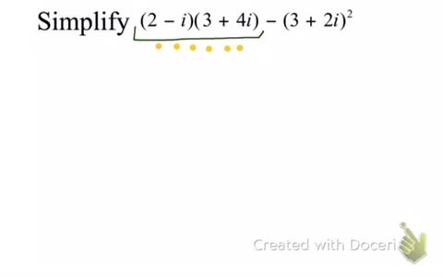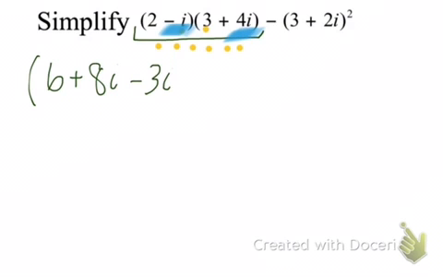So this first one right here is going to be, let's see, 2 times 3. Right, 2 times 3, and then 2 times the 4i, so we've got 6 plus 8i, and then let's worry about the other. So negative i times the 3 is going to give us negative 3i. And then this negative i times the 4i is going to become negative 4i squared. Of course, that is going to end up being a real term because i squared is equal to negative 1. We'll do that in a second.